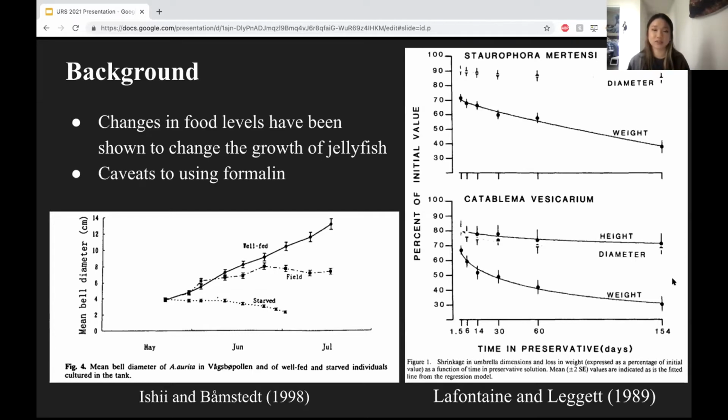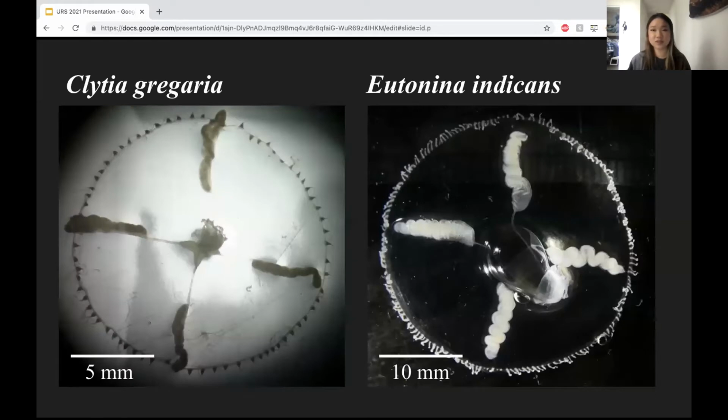So that's why we want to create these correction factors so we can estimate their live samples. And so I'm just going to give a little introduction to the two organisms that I looked at specifically, which are Clytia gregaria and Eutonina indicans. These are both hydrozoans and within the phylum Cnidaria, and they're both very small.